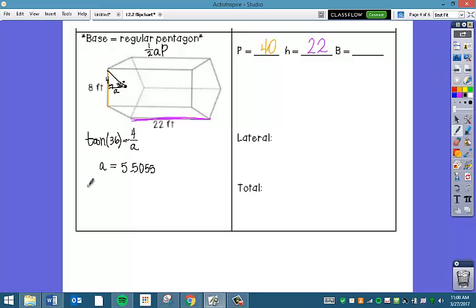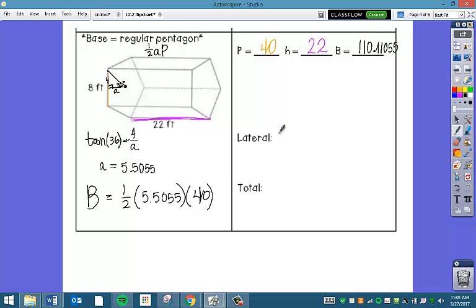So my area of my base is going to be 1/2 times my apothem times the perimeter, which we already found out was 40. So the area of my base is going to be 110.11055.